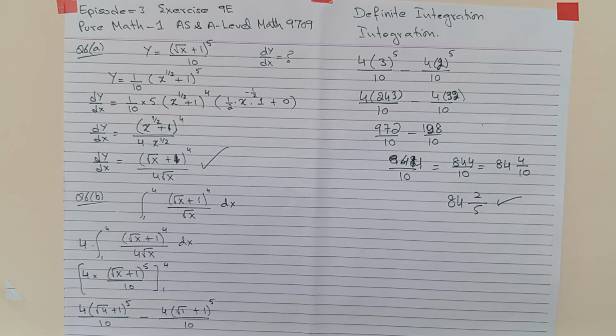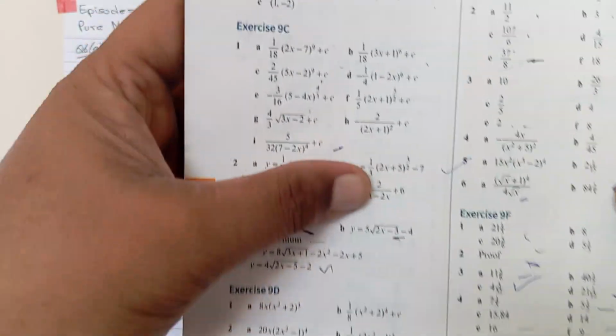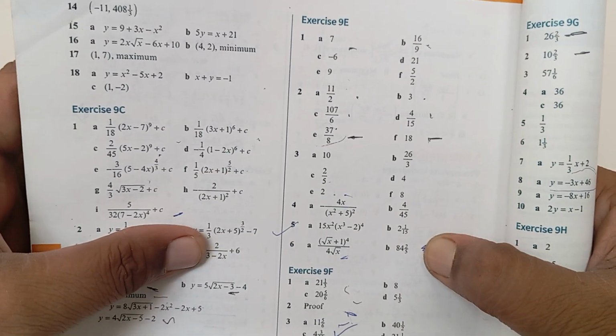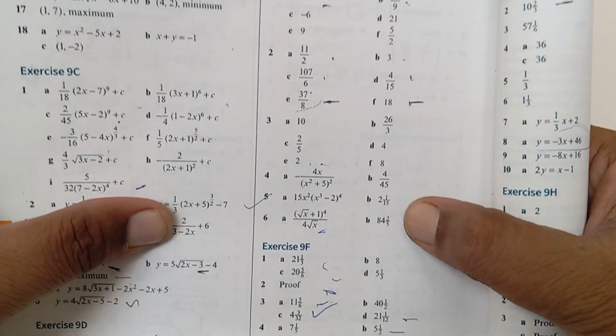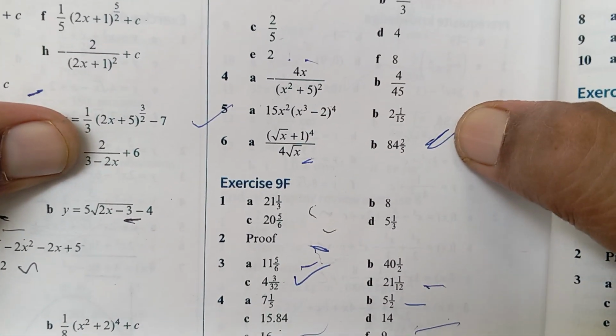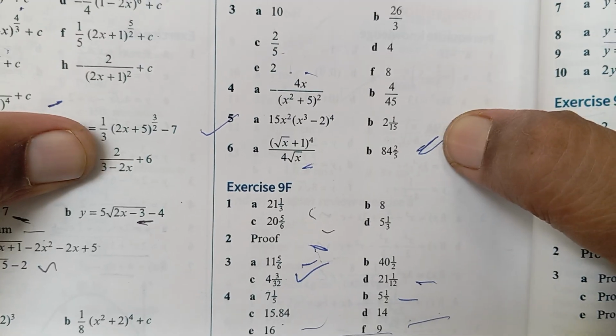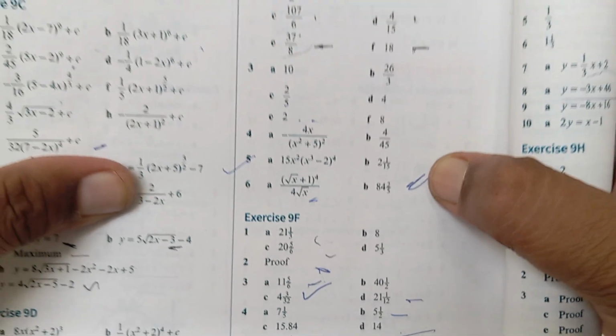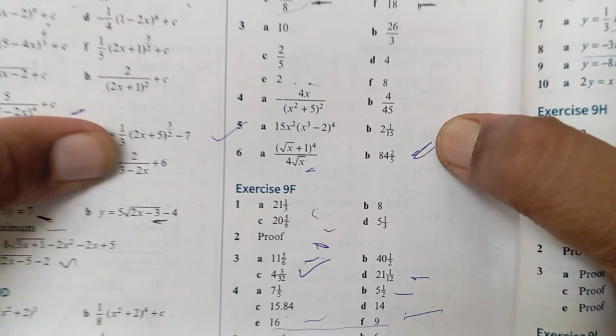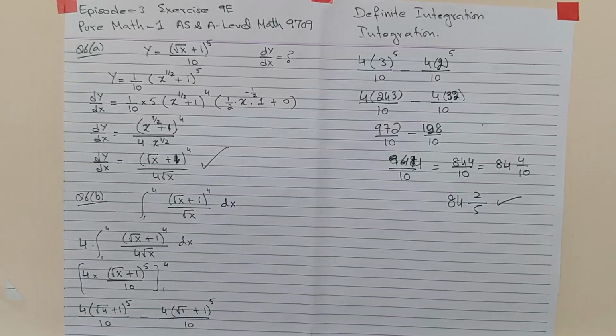This is our third episode on this exercise, and there were only 6 questions in this exercise. So we have completed this exercise. We have done episode 1, episode 2, and this is our third episode. In 3 episodes, we have completed this exercise. Let me show you the answer for the question number 6. So on your screen, exercise 9E, the question number 6, and its answer is showing up. 84 whole 2 by 5. A part and B part, you can check both the answers. So I hope you understand these questions.